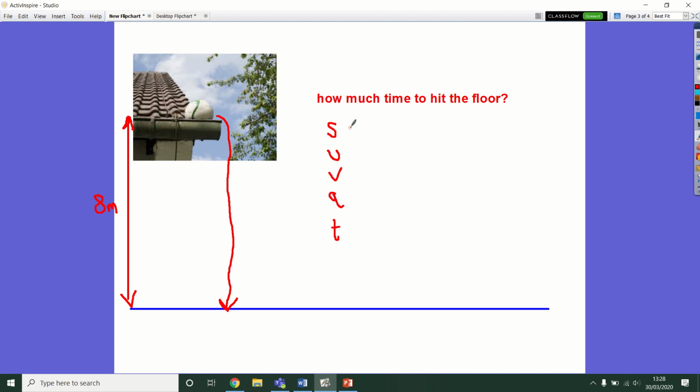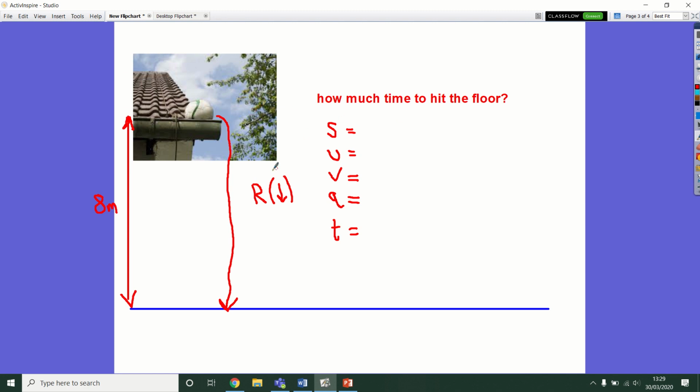Okay, and then before we put values in, whenever you do a question, it's always important to choose your direction that you're resolving in, okay? Which direction are we going to choose to be the positive direction? Because the motion of the ball is going to be downwards, I think it makes sense to resolve in a downward direction. Okay, so anything that acts downwards, we're going to take to be positive, and anything that's acting upwards will therefore be negative.